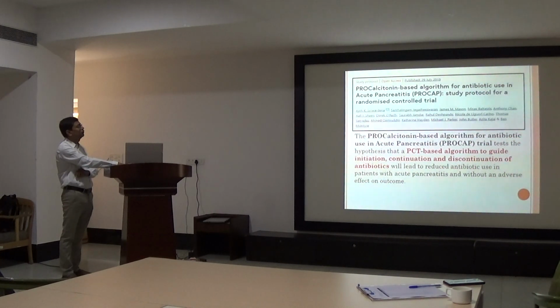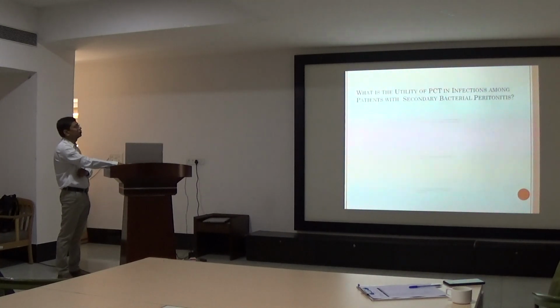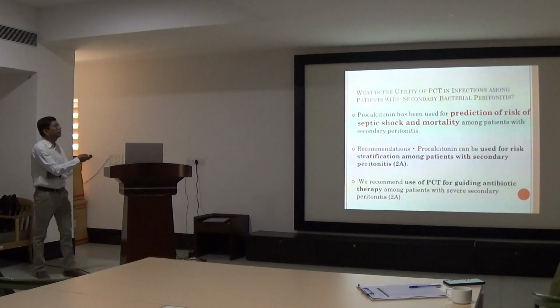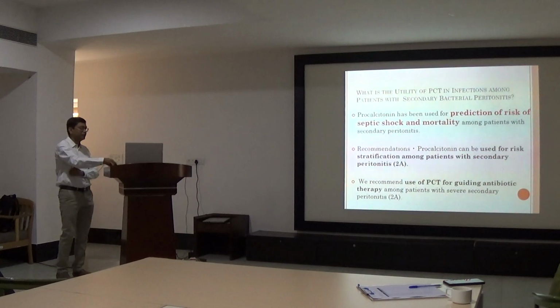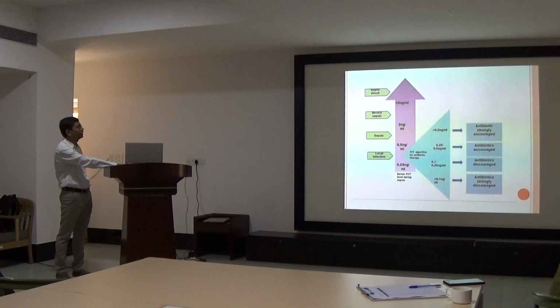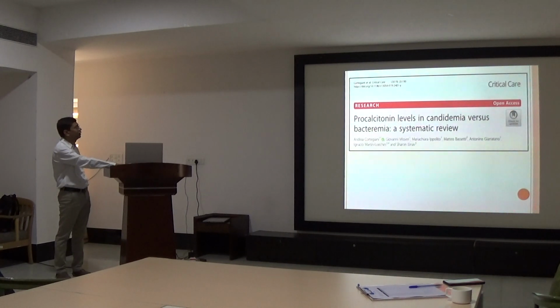So they have a trial of a procalcitonin-based algorithm guiding initiation, continuation and discontinuation of antibiotics. Secondary bacterial peritonitis is a direct predictor of septic shock and mortality. If PCT is very high, or serial monitoring of PCT is rising, it is an independent risk factor for mortality. So this is where you can encourage antibiotic exposure, and there you discourage or discontinue the antibiotic.